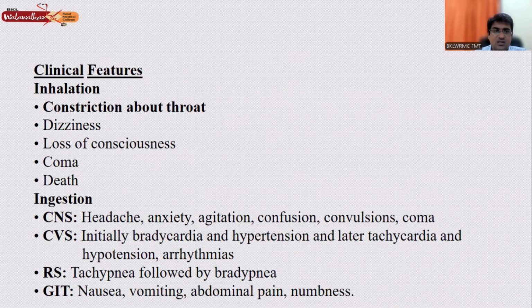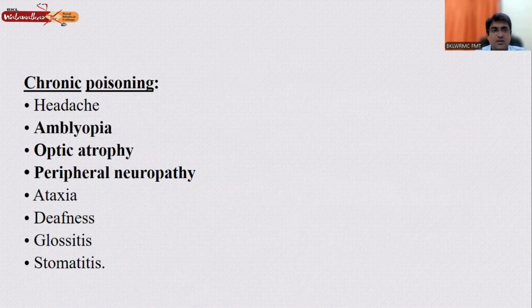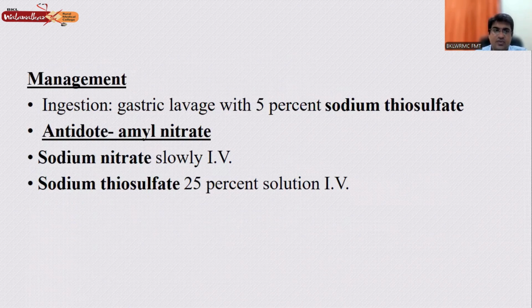Clinical features in the inhalational form: constriction around the neck, dizziness, loss of consciousness, coma, and death. If it is ingested, a wide variety of signs and symptoms are seen on the CNS, CVS, RS, and gastrointestinal system. Chronic poisoning: headache, amblyopia, optic atrophy, peripheral neuropathy, ataxia, deafness, glossitis, and stomatitis. These are the features you will observe in these patients. Then how will you manage the case?